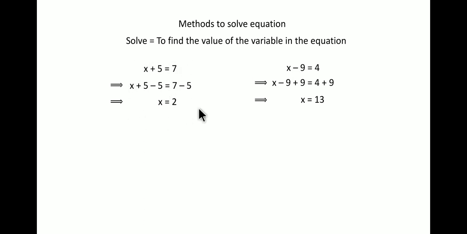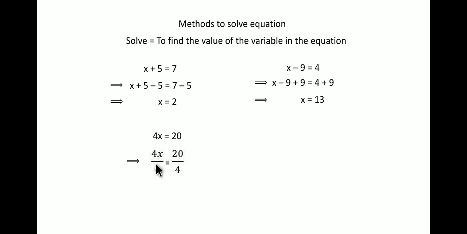Alright, next, if this kind of equation is there, 4x equals to 20, where 4 and x are getting multiplied. Okay, if 4 and x are getting multiplied, in order to get rid of this 4, what we will do? We will simply do division. So the next step will be, we will divide 4x by 4, and we'll do the same thing with the right hand side. We'll divide 20 also by 4.